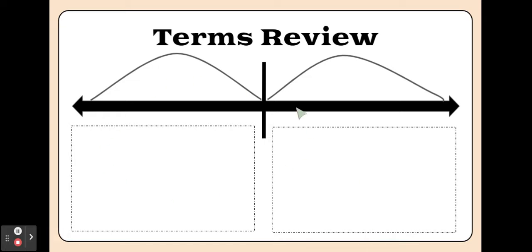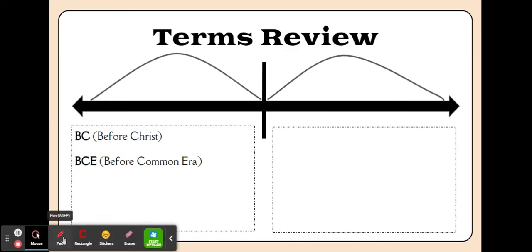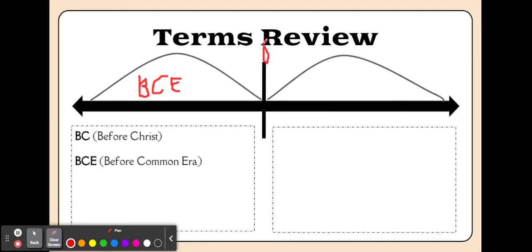So let's begin by reviewing some terms we learned at the very beginning of the year. The first term you should recognize is BC, and the other term is BCE. And both terms refer to the space on the left side of the timeline. Hopefully you guys can see this. I'm going to highlight it for you. So this is BCE. And that just means before this marker, which we call 0.